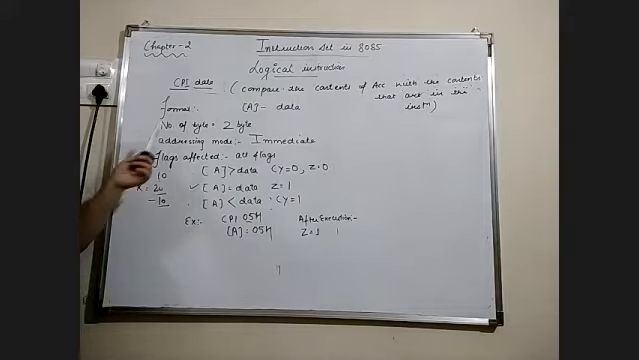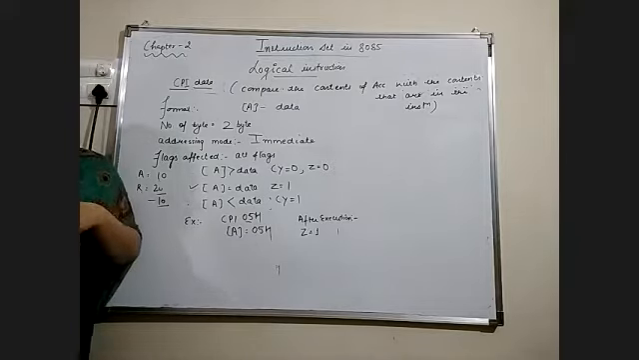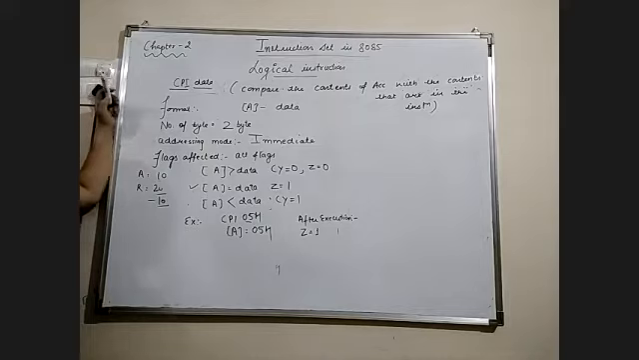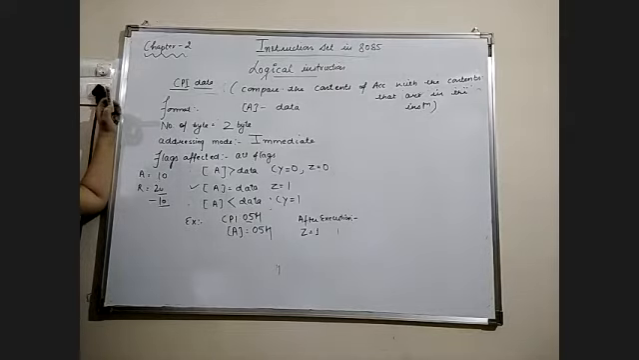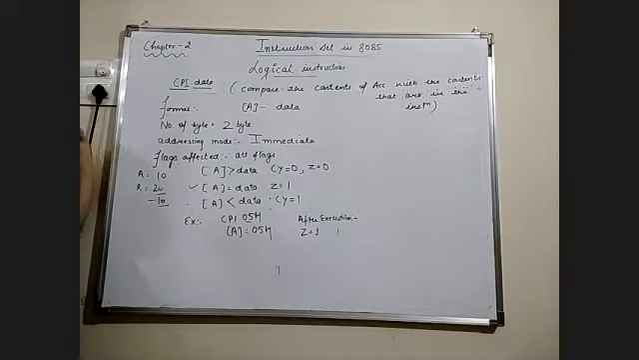So we have 3 different types of compare instructions in 8085. Either we can compare the data directly, or we can compare the data that is present in the register, or we can compare the data that is present in any memory location, and that memory location will be pointed by the HL pair. Okay, so this is about the compare instructions.